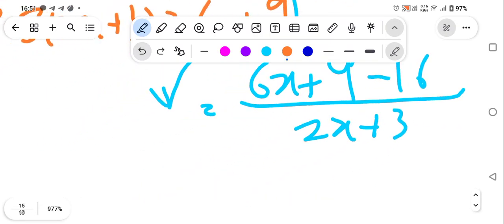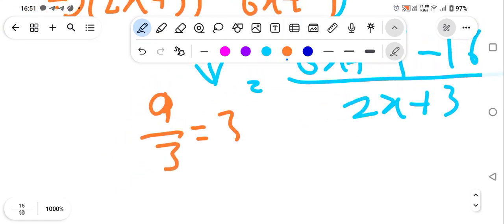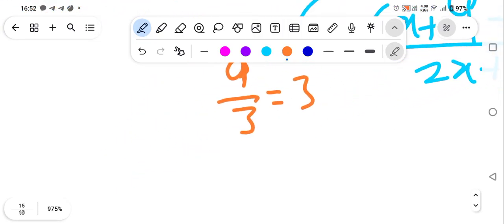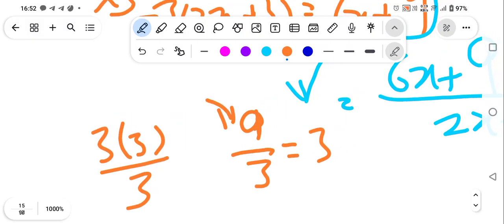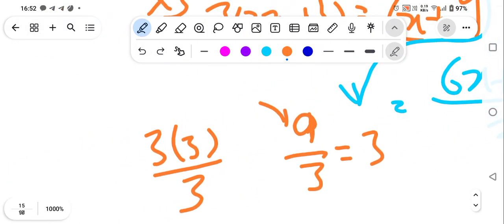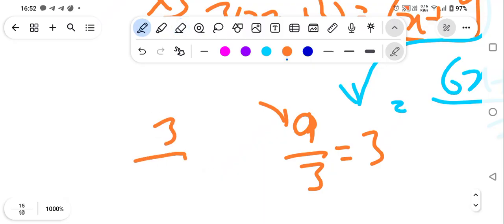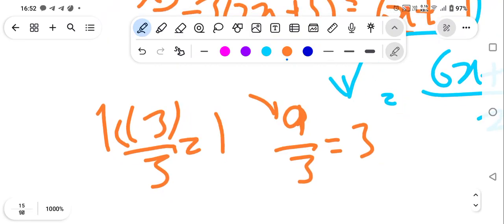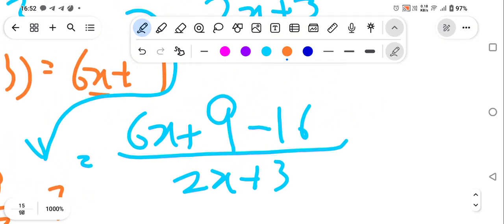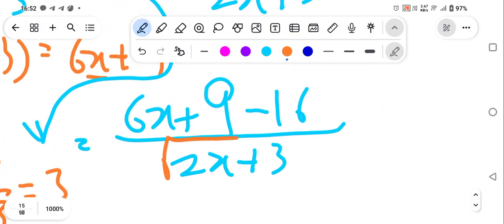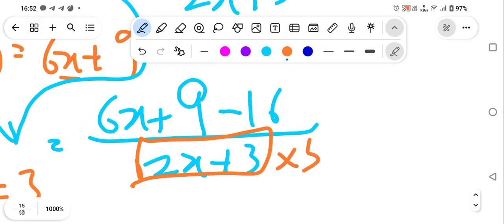Why? 9 over 3, for example. Is this 3? Yes. Why? Because it's 3 times 3 over 3. So if 9 is 3 times 3, it's a constant. The 3 is scaled by some constant k, so this will be equal to k. For the same thing, 6x plus 9 is 2x plus 3, but it's multiplied by 3.